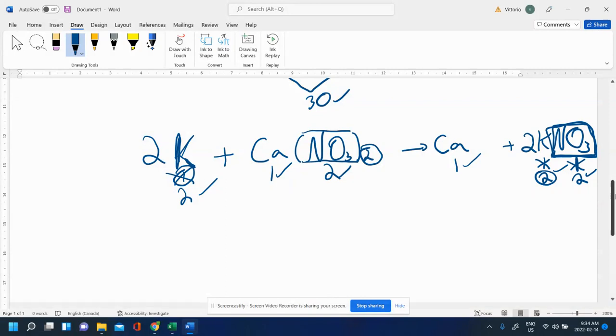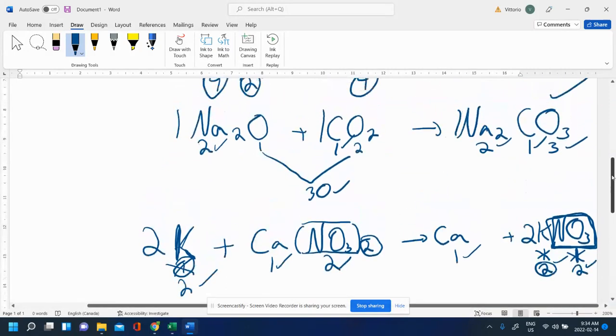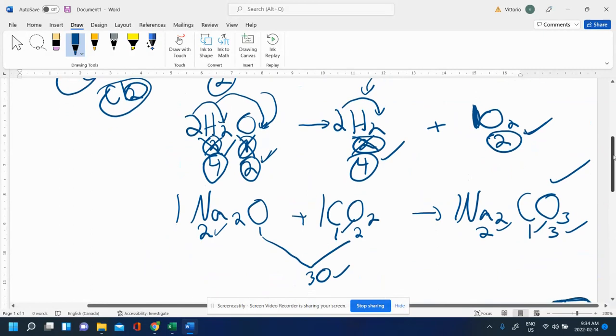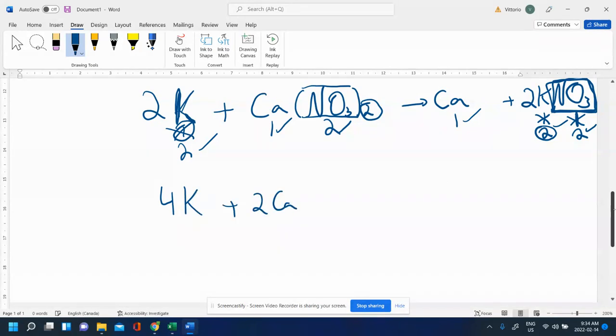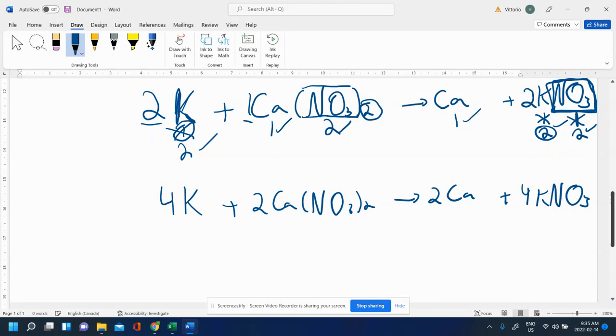The only other thing to mention is make sure that you write these out in their more reduced form. So for example, some students may have just done some trial and error, and they would have got this. They would have got 4K plus 2Ca(NO3)2 produces 2Ca plus 4KNO3. And this is balanced. You'll notice if you count everything, it's all balanced, but notice that it's double of what the coefficients are over here. It's the double of those.